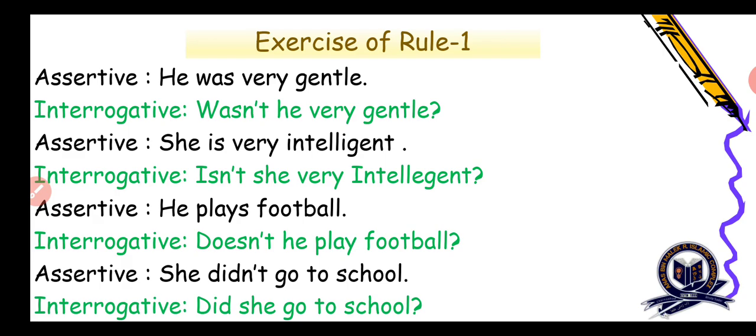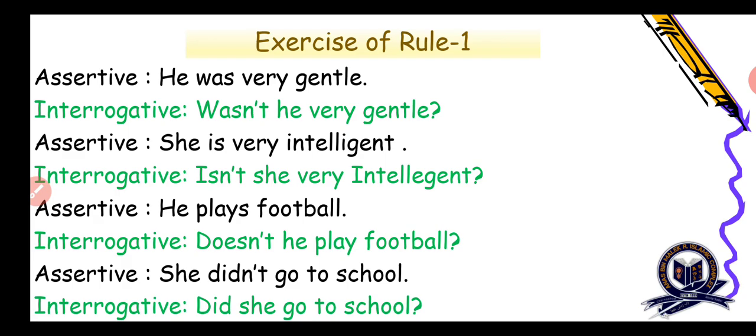So dear students, let's see these rules again and again, and let's exercise again and again with new sentences. Okay, then it will be clear to you. So what have we learned from this class? We have learned about the structure of assertive and interrogative sentences. We have learned about the rules of transformation of assertive to interrogative and vice versa.